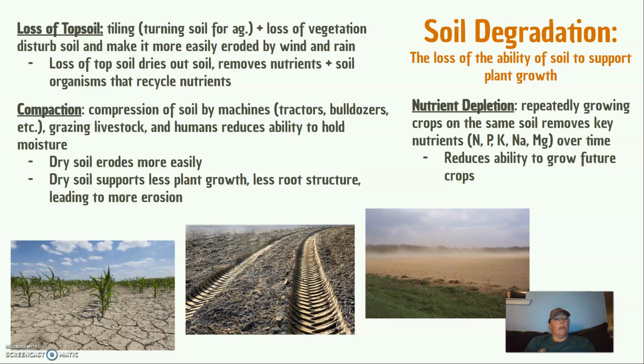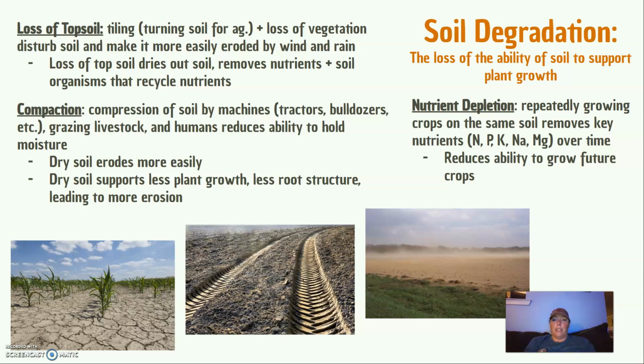That reduces the ability to grow future crops, which means you're going to have to continually add fertilizers to help your crops grow. The next is loss of topsoil. That's usually due to tilling. That's the turning over of soil for agriculture. And the loss of vegetation. So if you don't have any cover crops, that's going to make erosion happen more easily. So wind and rain can easily carry away topsoil if there's nothing holding the soil in place. The loss of topsoil dries out any soil below it. It removes the nutrients, and the soil organisms that recycle nutrients are going to die.